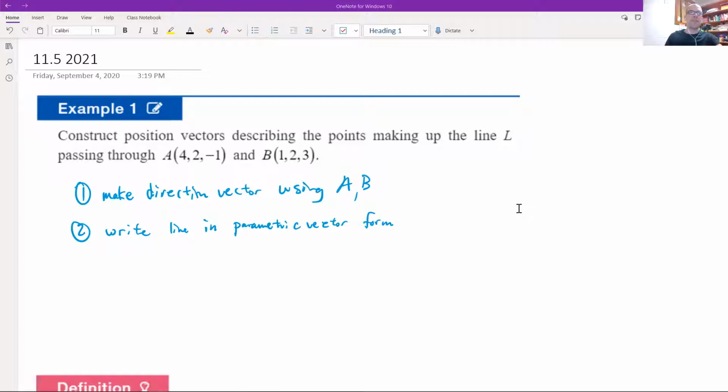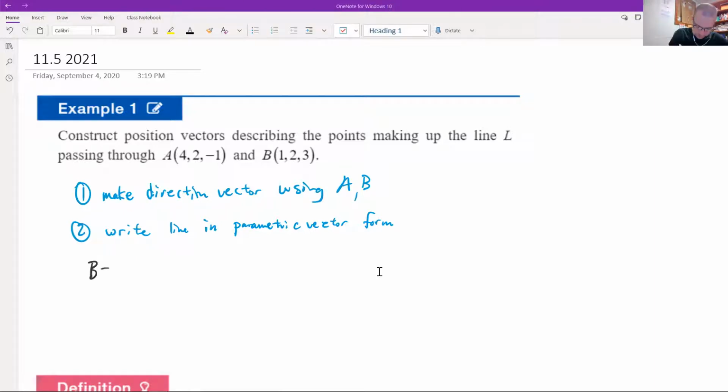When they say position vectors there, that is just the vector that goes from the origin to a specific point. So a position vector for the point 1, 2, 3 is really just the vector 1, 2, 3. So don't worry about that. To make a direction vector using A and B, honestly, we could go either way. If we want to start at A and end at B, I think we'd go B minus A.